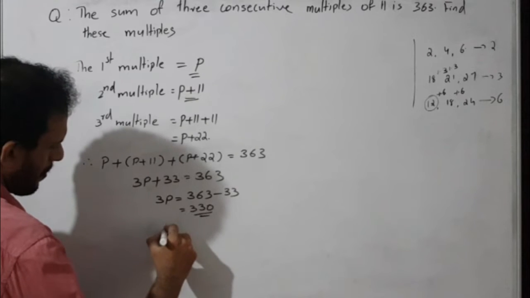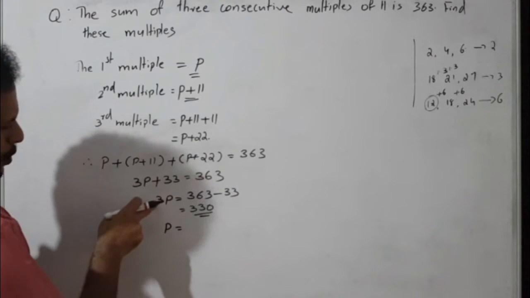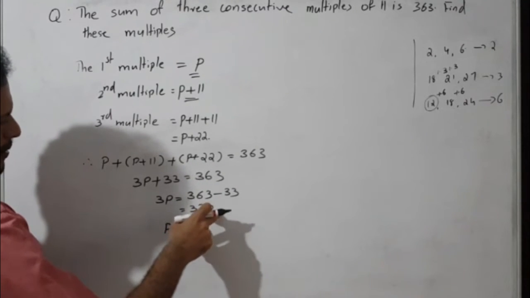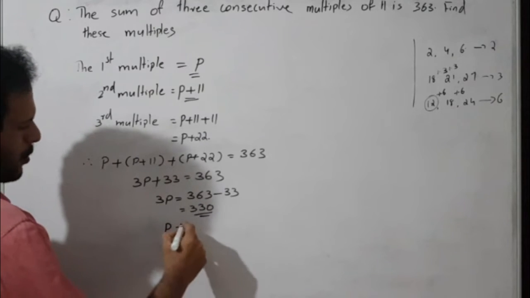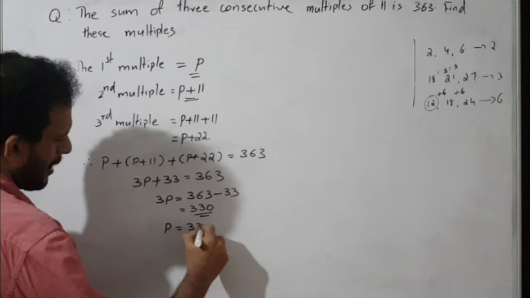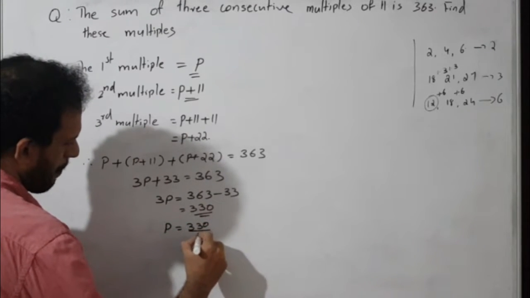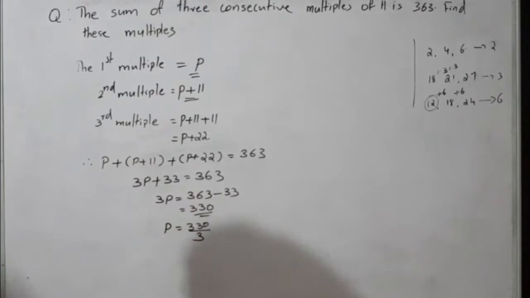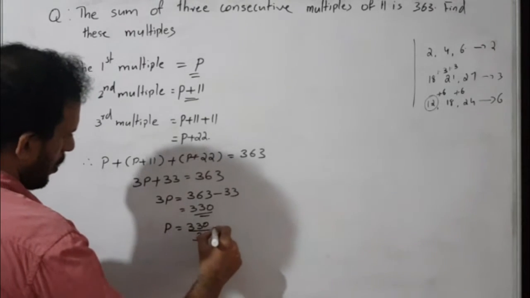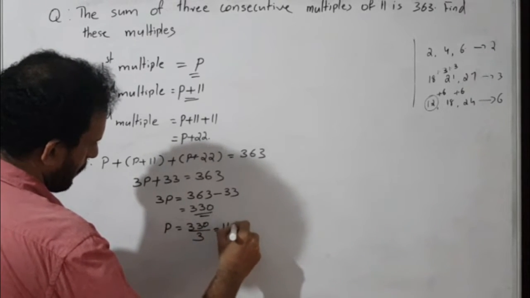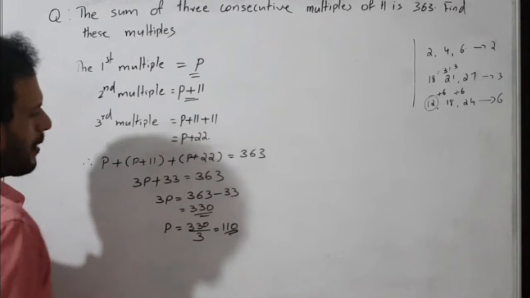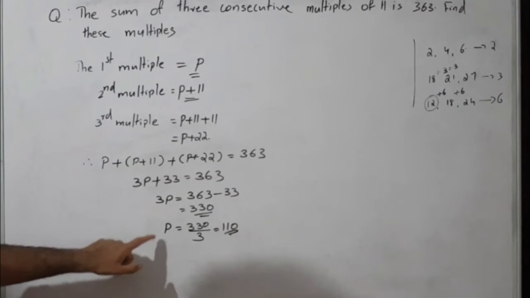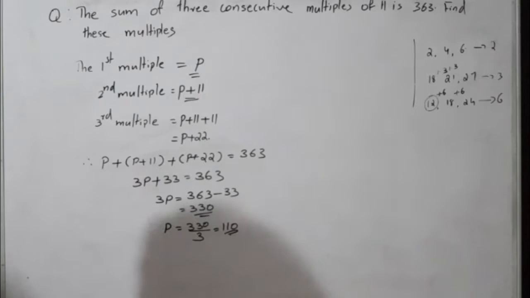Then what is the value of P? P is equal to, we transpose 3 to the right. Here 3P means 3 into P. Then the transposing term is division. 330 by 3. Correct? 330 by 3 is equal to 110. Correct? 110. Then what is P? The first multiple is 110.